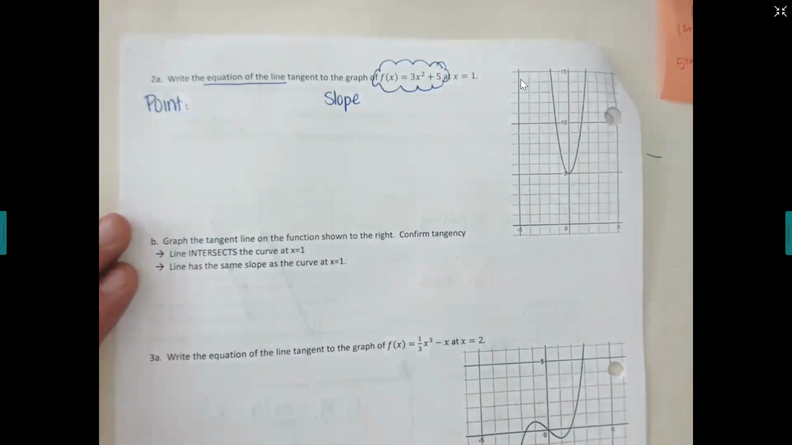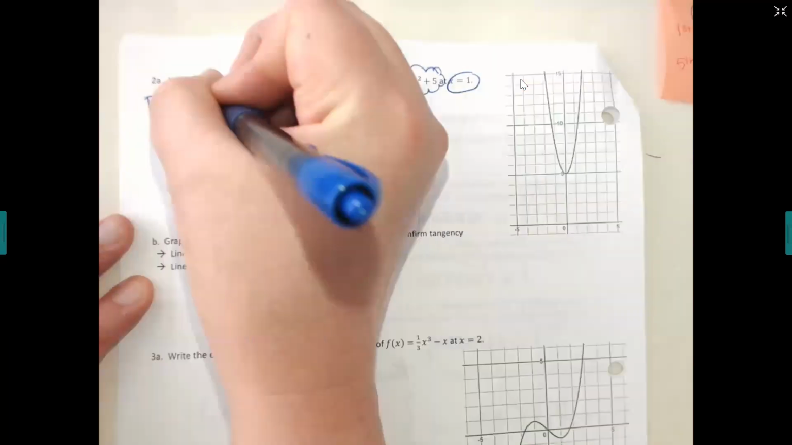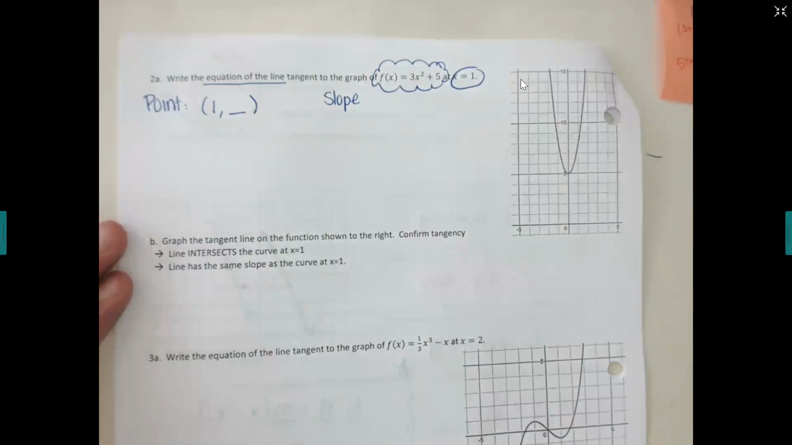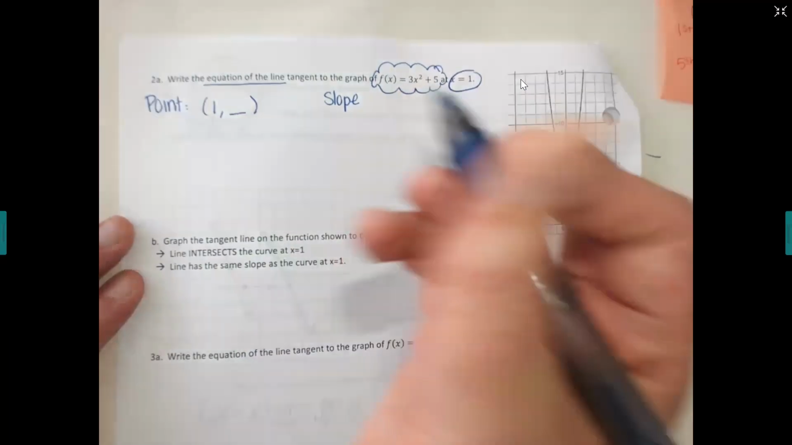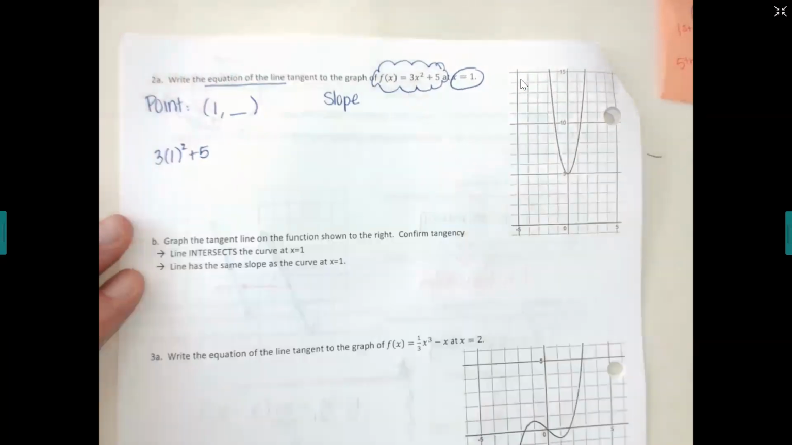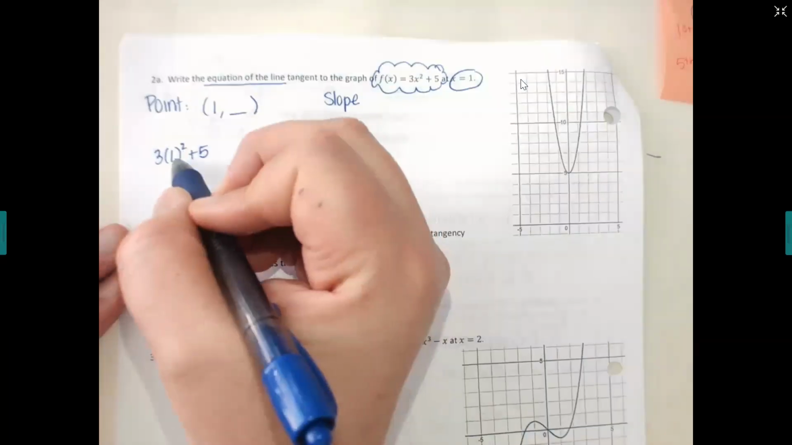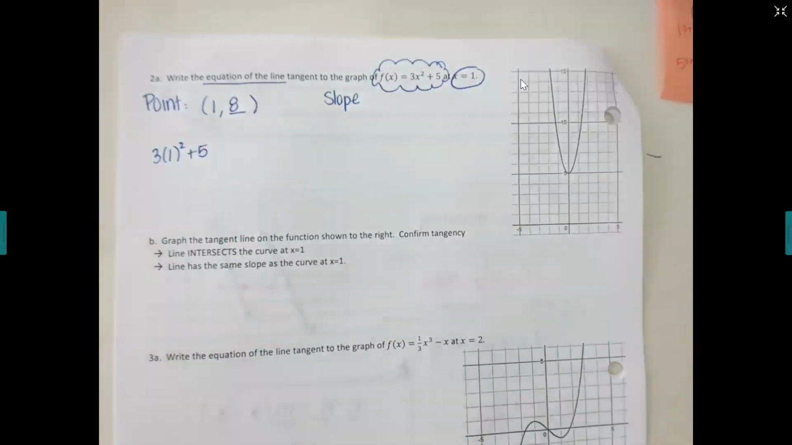Okay, for the point, all that they gave me is that my x is a 1. So I know that it's 1 comma something. If I want to know the y value that comes with that, I'm just going to plug it in. So if my equation is 3x squared plus 5, I'm going to do 3(1) squared plus 5. 3 times 1 squared would be 3, and then add 5, 8. So my point is 1 comma 8.